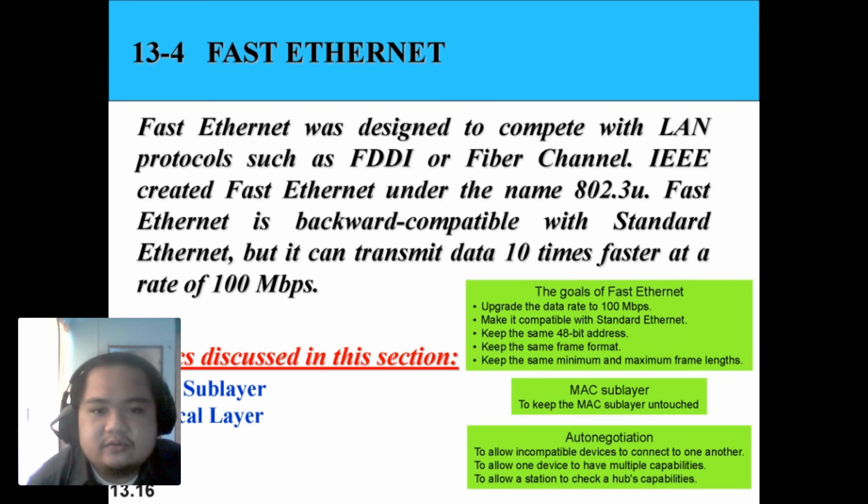Fast Ethernet. Fast Ethernet was designed to compete with LAN protocols such as FDDI or Fiber Channel. IEEE created Fast Ethernet under the name 802.3u. Fast Ethernet is backward compatible with standard Ethernet, but it can transmit data 10 times faster, at a rate of 100 megabits per second. The goals of Fast Ethernet: upgrade the data rate to 100 megabits per second, make it compatible with standard Ethernet, keep the same 48-bit address and the same frame format. Minimum and maximum frame length are the same.